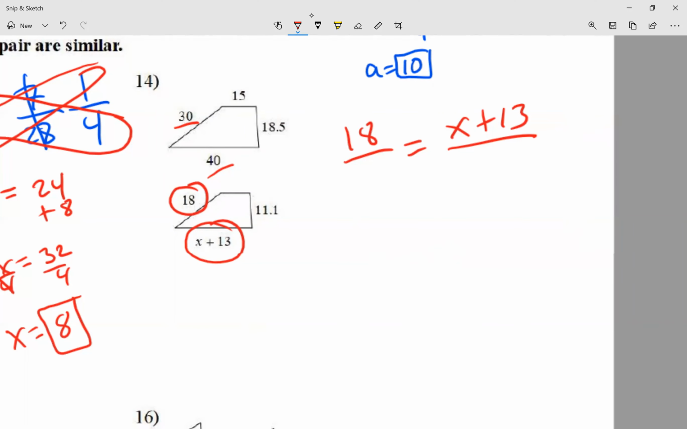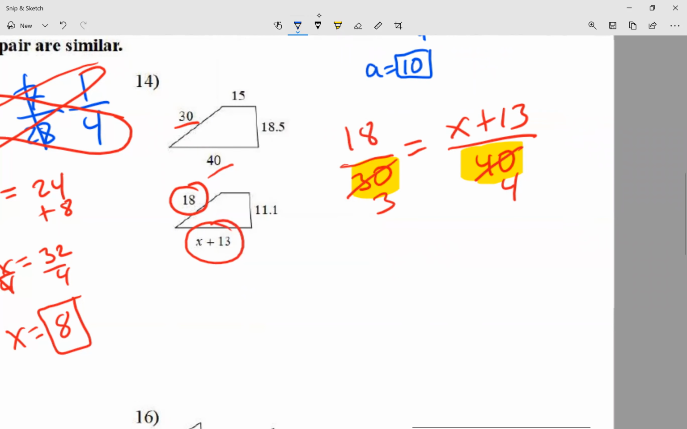Notice those two come from the same figure. 18 is corresponding to 30, and the x plus 13 is corresponding to 40. One pretty cool thing with fractions, I can always simplify right here, 18 over 30. I could probably divide each by 6, but now there's another trick I'm about to show you guys. Not only can you simplify up and down, like we just noticed, I can also simplify sideways. That's another cool thing. 30 and 40, let me divide each by 10. So this is going to become 3 and 4. Nice, that's pretty cool. You can also simplify sideways.